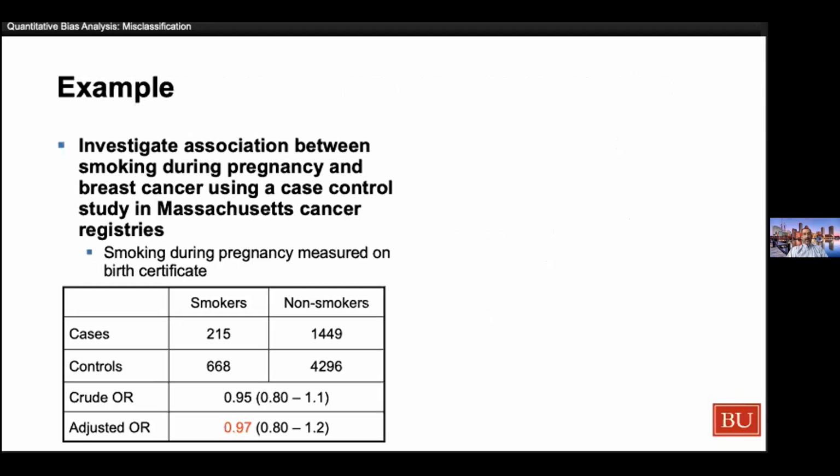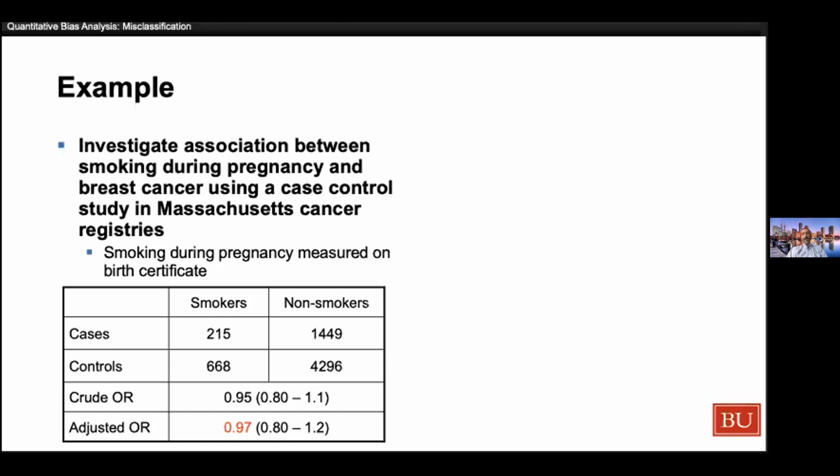And so let me use a quick example, one that if you've heard me talk before, I love because it's such an easy one to understand. It relates to a study that a colleague of mine did in which she was interested in the relationship between smoking during pregnancy and incident breast cancer. And she did her study as a case control study in a registry in Massachusetts. And she found no relationship between smoking during pregnancy and incident breast cancer risk, which at the time was in contradiction to the only other studies that had been done, which showed a strongly increased risk.